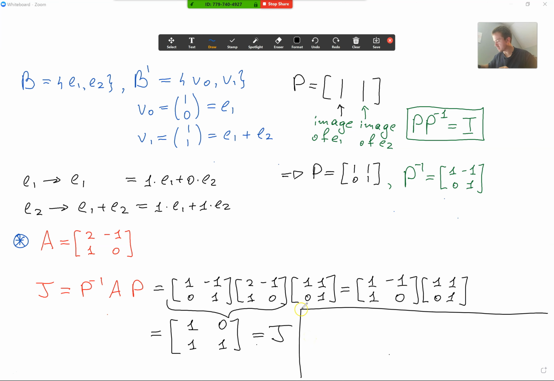So as an exercise, I recommend you try to practice the same approach for the matrix 1, 0, 2 and 1. And please let me know if you have any questions about this exercise.